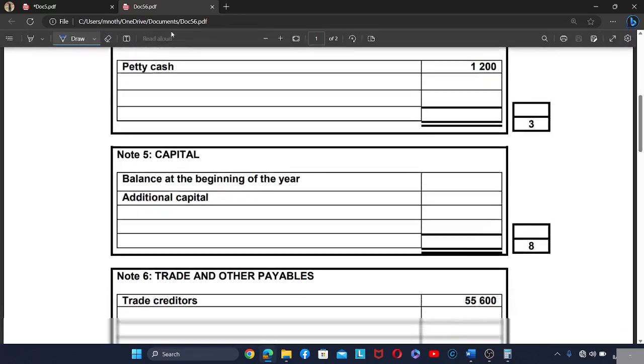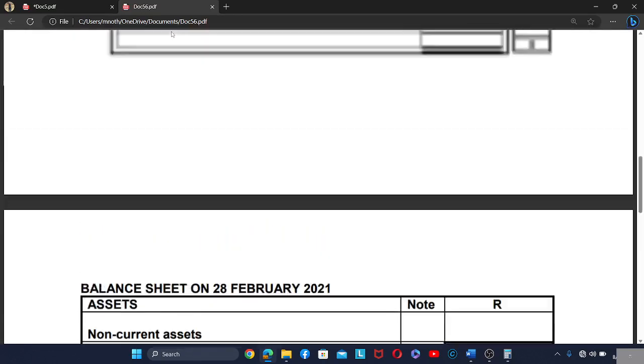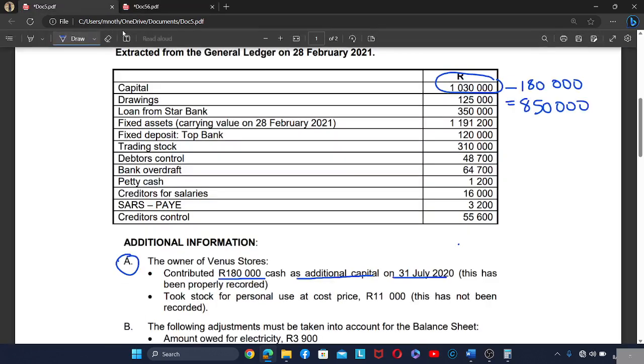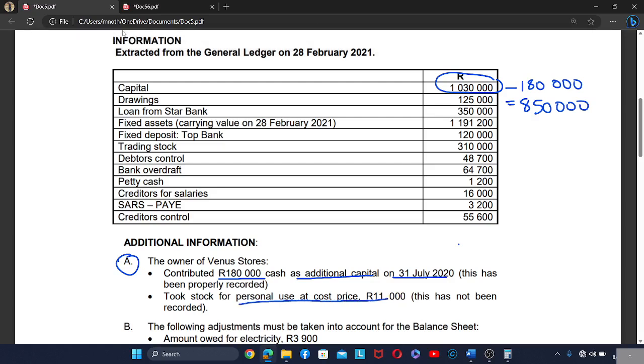So let's go to the owner's equity notes. Here it is. The capital at the beginning of the year was 850,000. We said 1,030,000 minus 180,000. So then the additional capital is 180,000, because the capital that was added during the year is 180,000. And then they said took the stock for personal use. So the owner took the stock for personal use at the cost price.